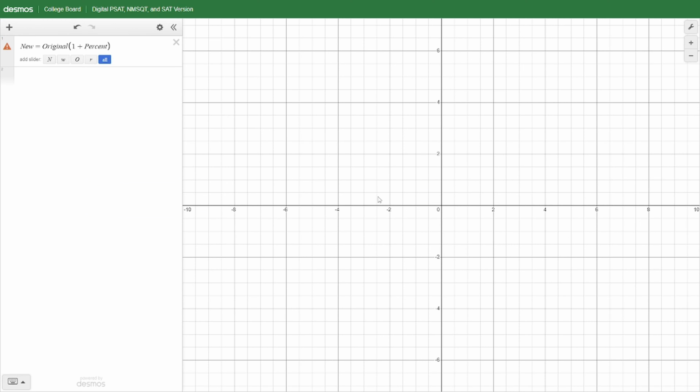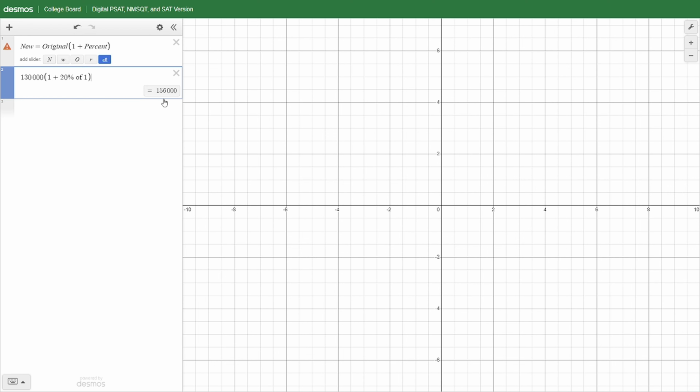Here I am in Desmos, and once again, if you don't want to convert the percent into a decimal or fraction, this is how you would do it in Desmos. I have our equation here. Our original was 130,000 times 1 plus our percent was 20%, and once again, it's going to be 20% of 1.